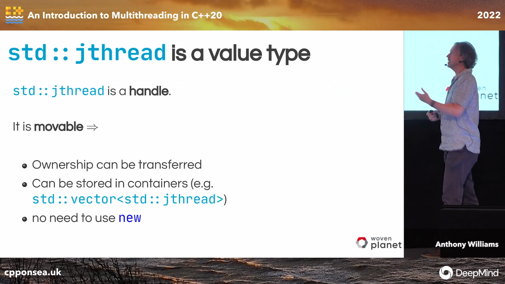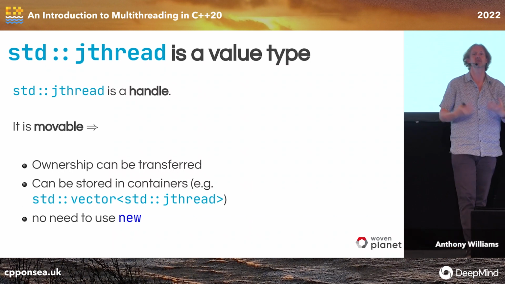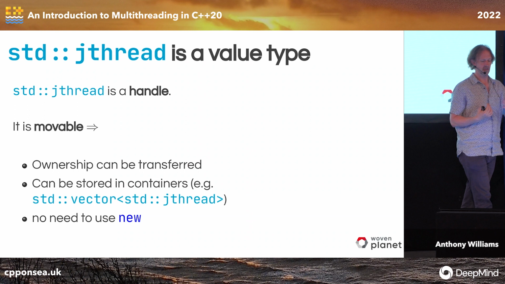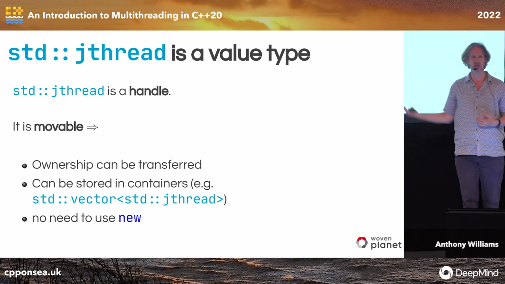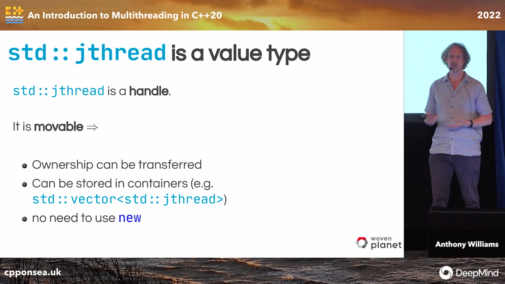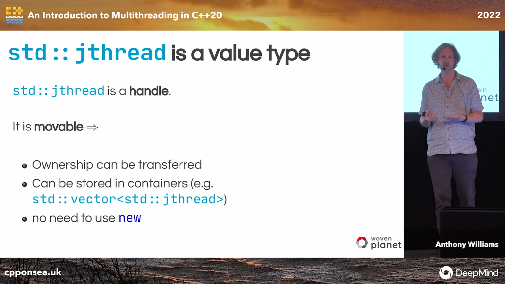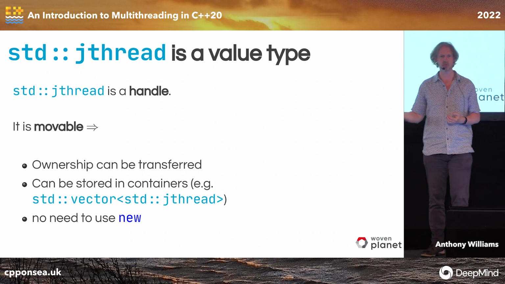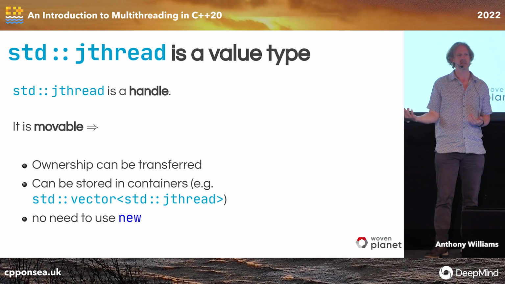So that's the basic level API. And it's a value type. It's a handle. It's movable. You can pass it around, which means you can store it in containers. So you can have a vector of std::jthread and use that. And I use that in lots of places for managing threads. If I've got a bunch of threads associated with some block of code, possibly in a test, possibly in production code where I've got a number of explicit background threads I'm managing, then you can just use a vector.